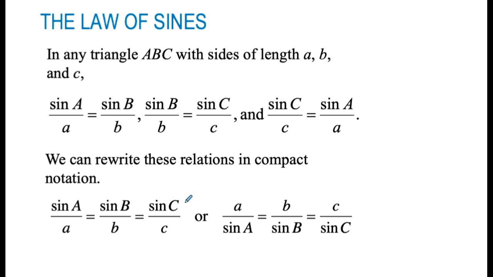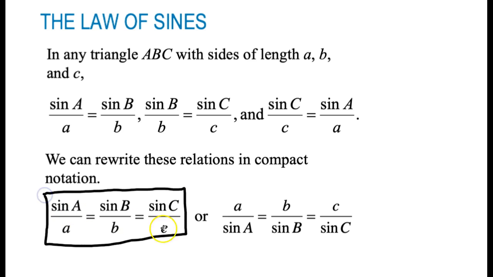So this is the law of sines. Now, we could also obviously just take the reciprocals of all those and write it like this. But usually we'll see it written like this: sine of angle A over side A equals sine of angle B over side B equals sine of angle C over side C. And we can use this to solve triangles, solve for missing pieces in triangles.